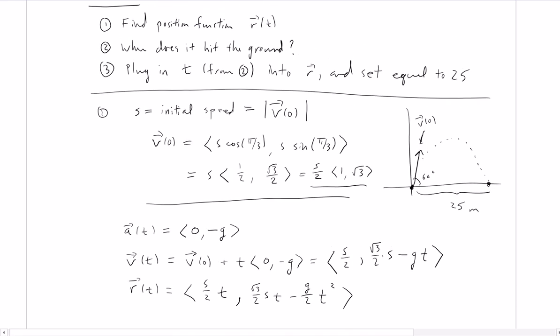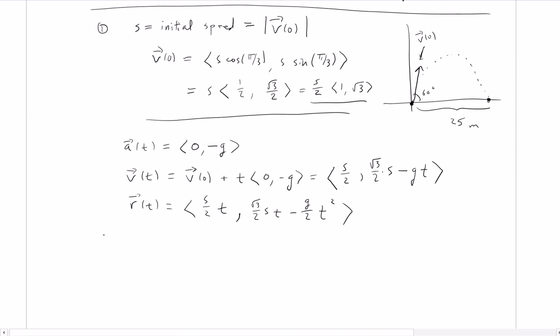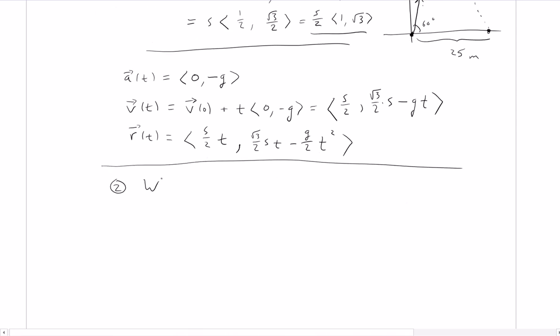Now remember what I said we're going to do. Step 2, we're going to find when it hits the ground. In other words, when is the y coordinate 0? Right? That's when it hits the ground, when the y coordinate is 0. So let's just take the y coordinate from our position function and set it equal to 0.